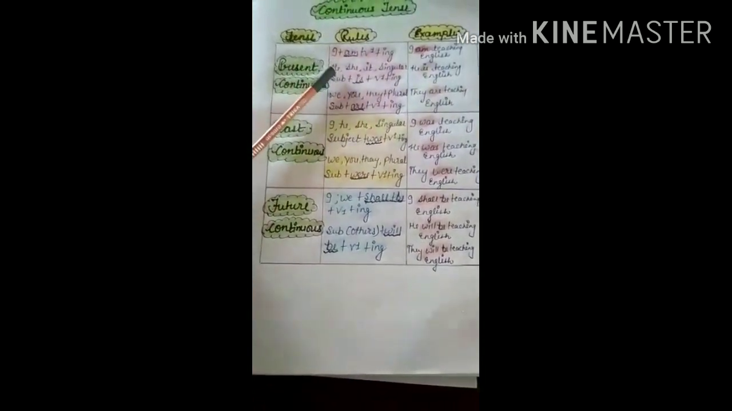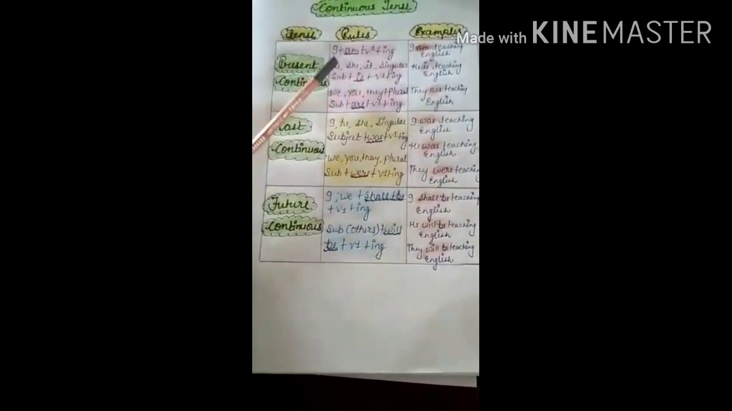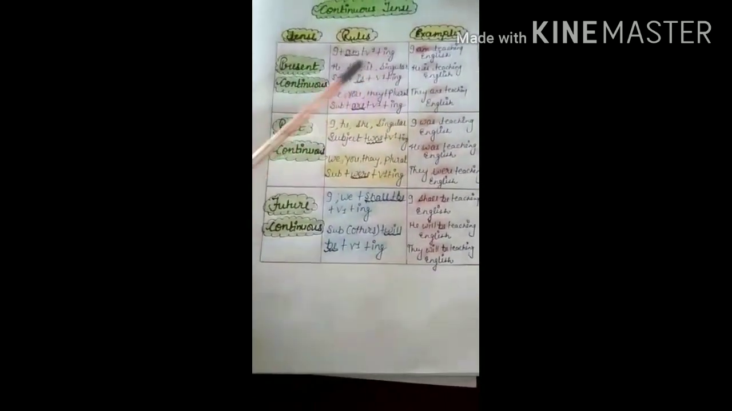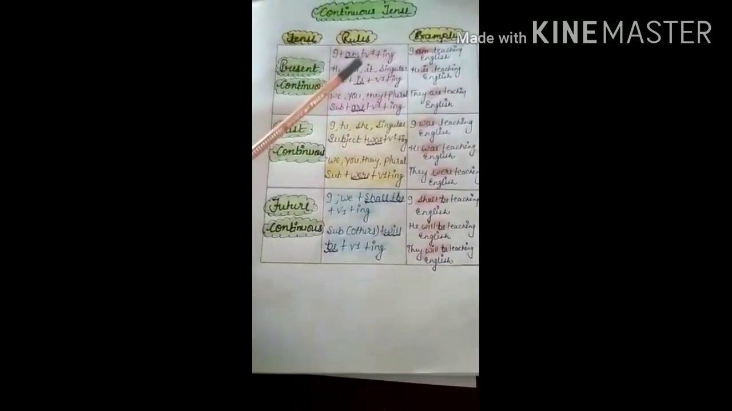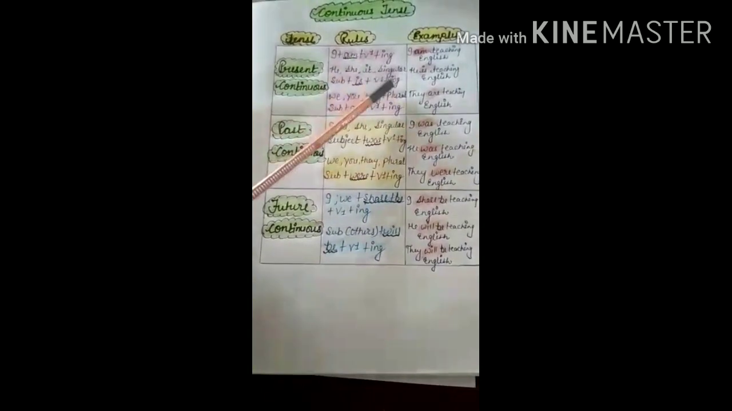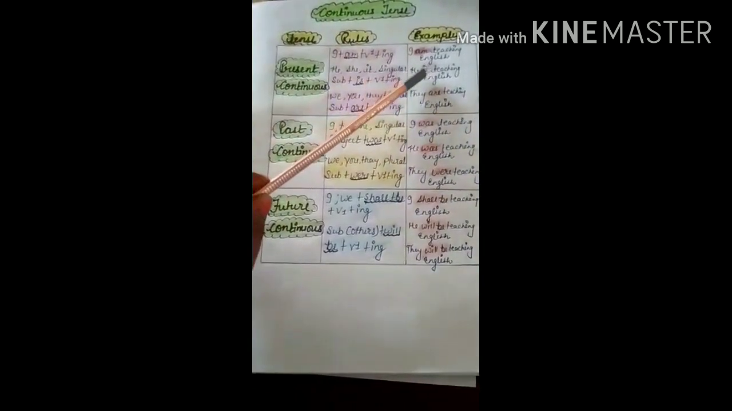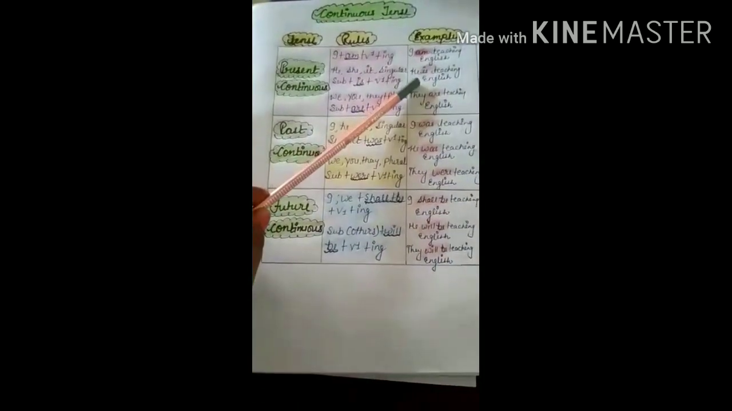But when the subject is he, she, it or singular, we use helping verb is plus V1 plus ing. For example, he is teaching English. He subject, is helping verb, teaching V1 plus ing, English object.